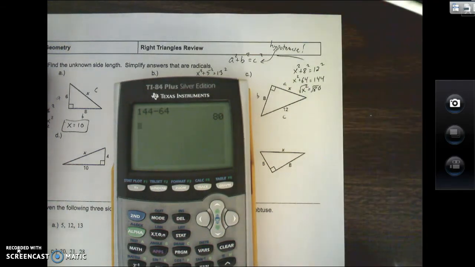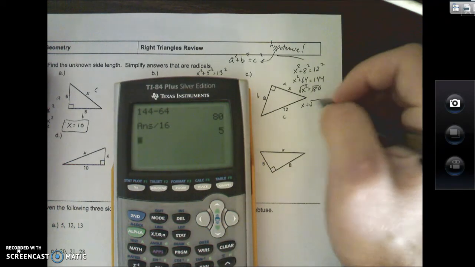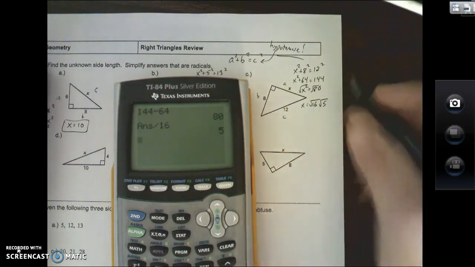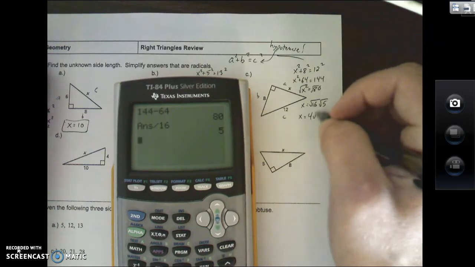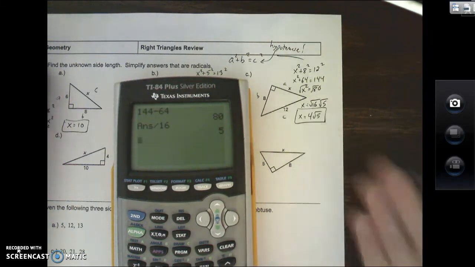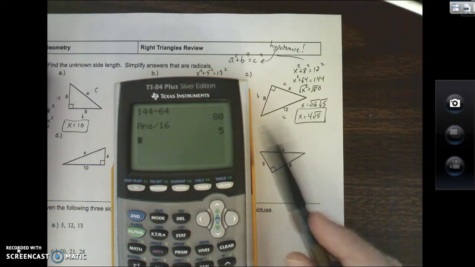Square root left, square root right. Now you're trying to simplify these down, so I'm trying to find a perfect square that goes into it. 16 will go into it 5 times. The square root of 16 is 4. Very nice. So this would not be a Pythagorean triple because you have 4 root 5, 8, and 12.